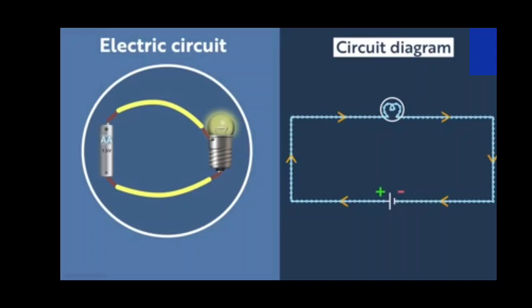One the cell, the other one the bulb. But the same electric circuit, when it is represented schematically using symbols of various components, we call it a circuit diagram. Here we have represented the cell using positive and negative terminals and the bulb using its symbol, and it is connected using connecting wires, and the direction of flow of conventional current also is shown here.